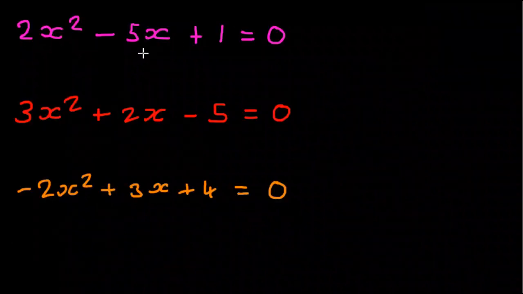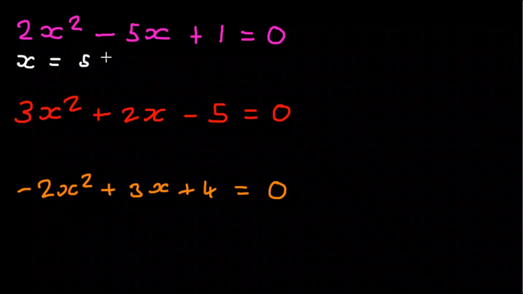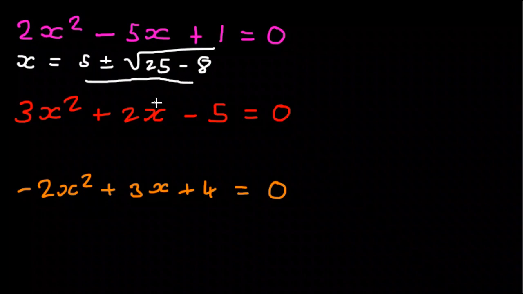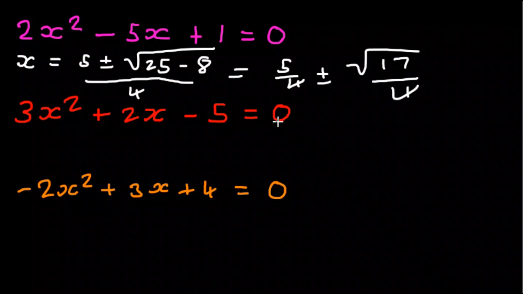Now for quadratic formula problems, but this time a is not 1. So we'll just get straight in, and that is x is equal to minus b, so 5, plus or minus the square root of b squared, 25, minus 4ac, so 4 times 2 times 1 is negative 8. But this time we're dividing by 2a, and 2a is 2 times 2, which is 4, so x is equal to 5 over 4 plus or minus the square root of 17 over 4.